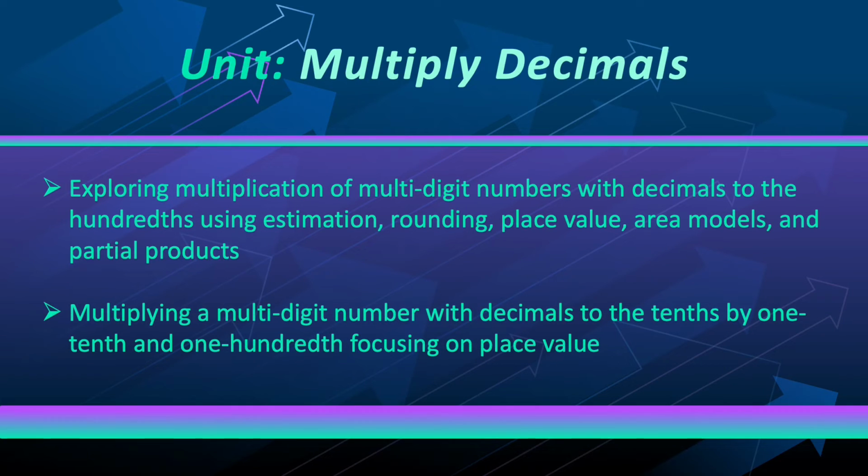For this unit on multiplying decimals, there are 2 key learning goals related to the 2 benchmarks for this unit. These key learning goals are from the STEMscopes parent letter. For the first one, notice the use of the word exploring. Students are building their understanding of multiplying multi-digit numbers with decimals to the hundredths, and they are using estimation, rounding, place value, area models, and partial products. They are also multiplying a multi-digit number with decimals to the tenths by 1/10 and 1/100th, focusing on place value.